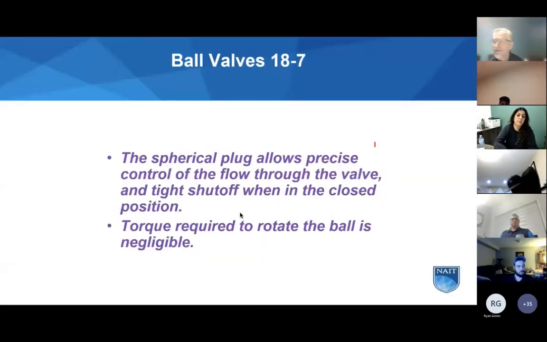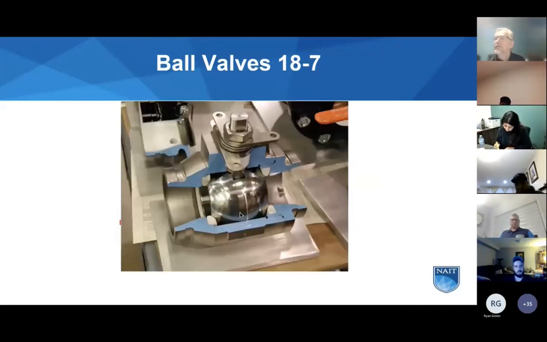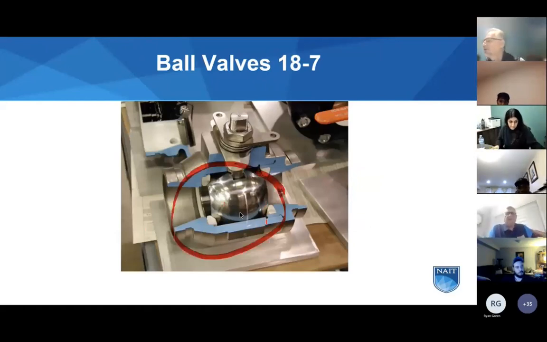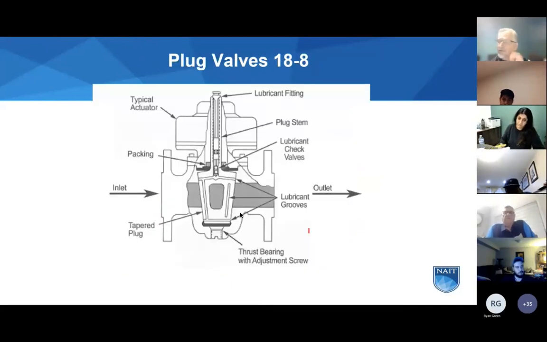The spherical plug allows precise control of flow through the valve. Tight shutoff when used in the closed position. And torque is negligible, so this is an easy valve to operate. There's a nice cutaway shot of a ball valve. Plug valves were shown in the video, page 18.